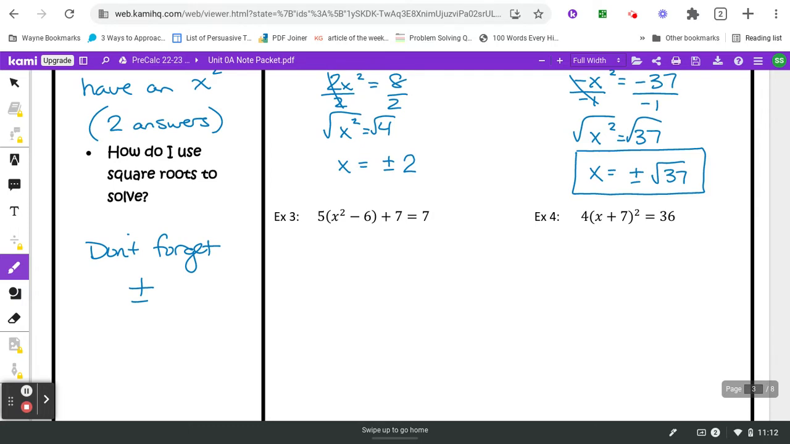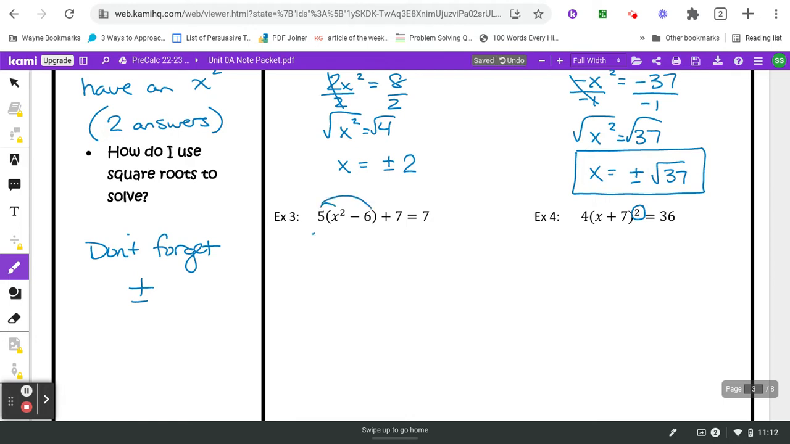Examples 3 and 4 look similar, but there is a difference. Notice where the exponent is. On problem number 3, it's on the inside connected to the x, but on problem number 4, it's on the outside. And we're going to have to do that problem a little bit differently.